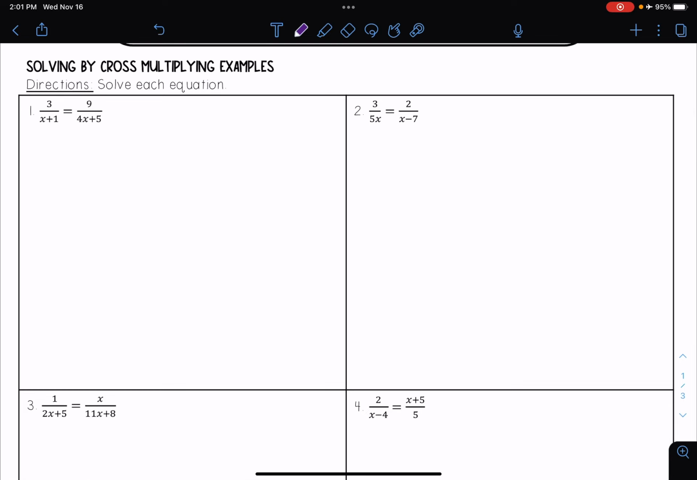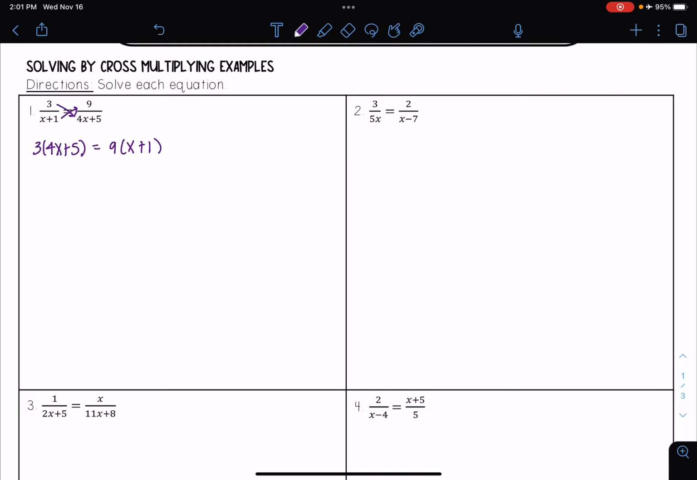So the cross multiplying method, when we see we have a fraction equal to a fraction, is sometimes also called the butterfly method, in that we cross multiply. So I'm going to multiply 3 times 4x plus 5 is equal to x plus 1 times 9, or 9 times x plus 1. And then I'm going to solve this equation.